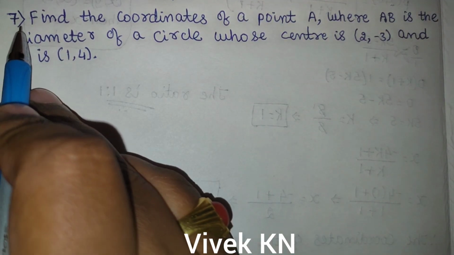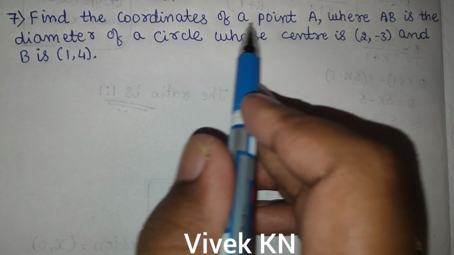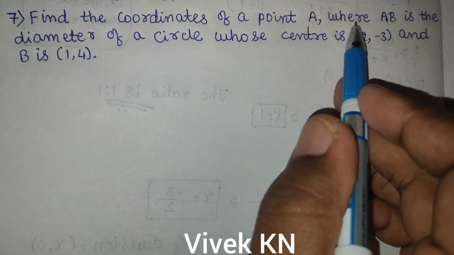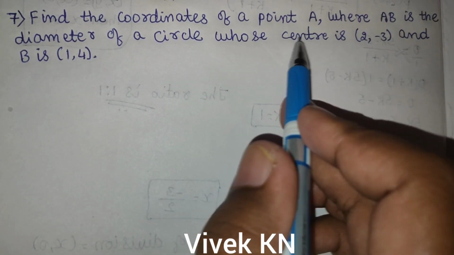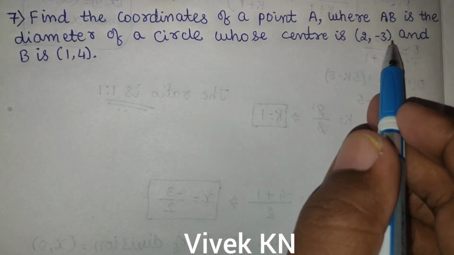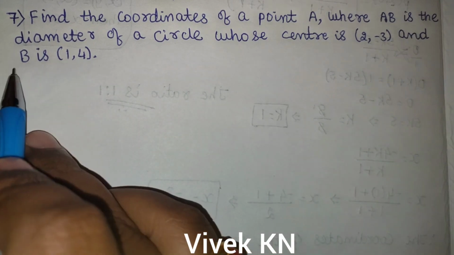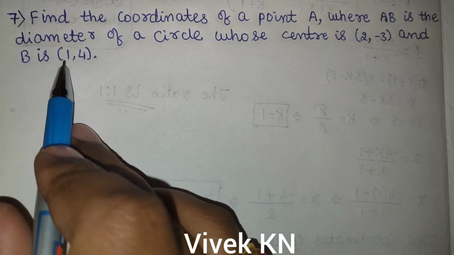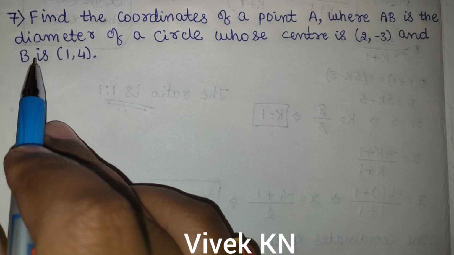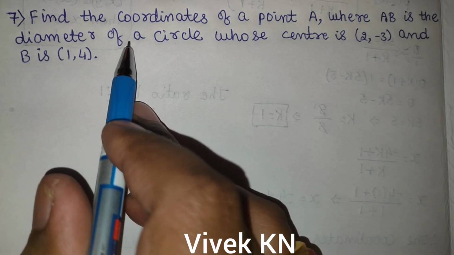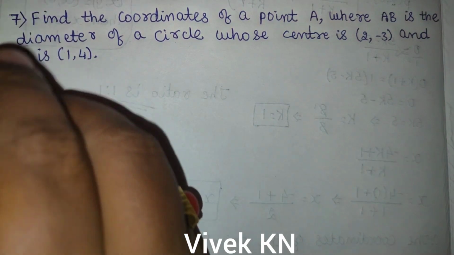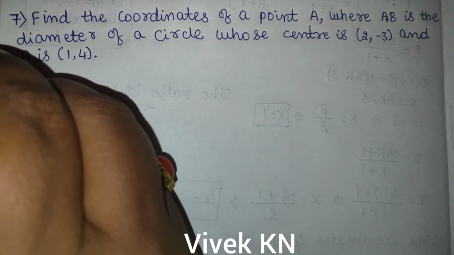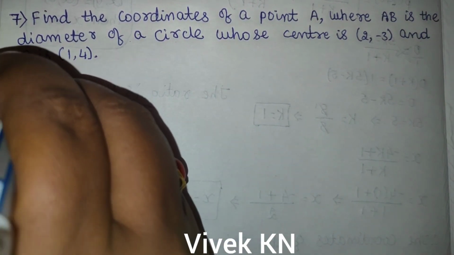Seventh question. Find the coordinates of a point A where AB is the diameter of a circle whose center is (2, -3) and the point B is (1, 4). To understand this problem, first we need to draw a circle. So let's solve this problem. Solution.